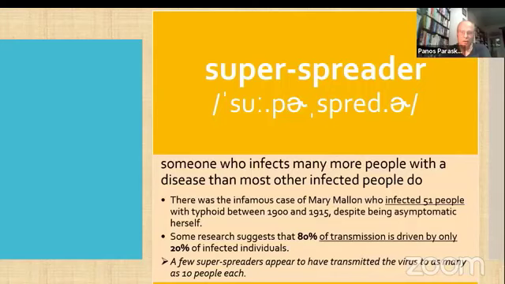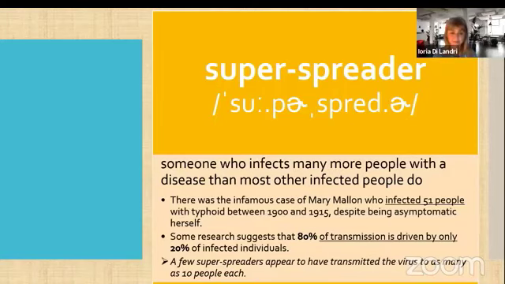And in fact, as I was researching the word, there was this infamous case of some woman, Mary Mallon, who infected 51 people with typhoid. And the interesting thing was that she was asymptomatic herself. So this is quite interesting because a lot of people who might be COVID-19 carriers are asymptomatic, but they might be able to spread the disease.